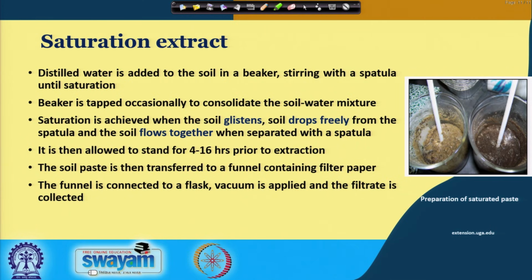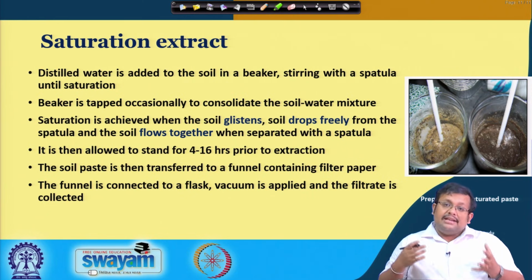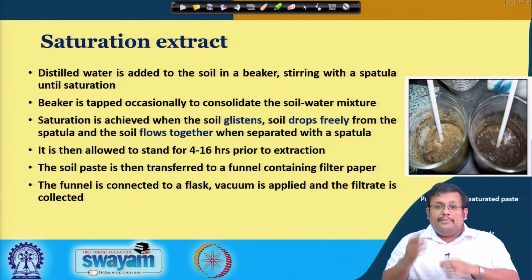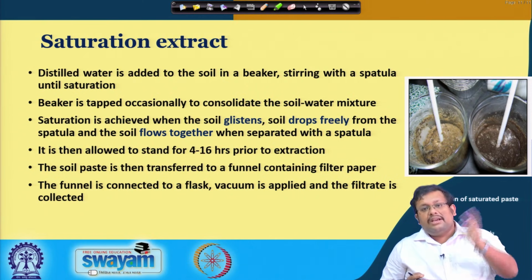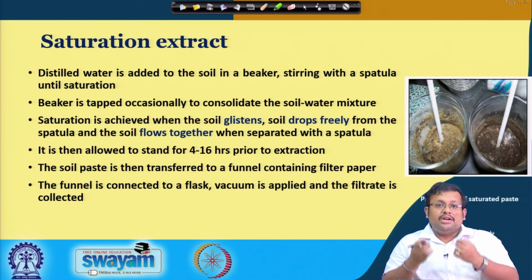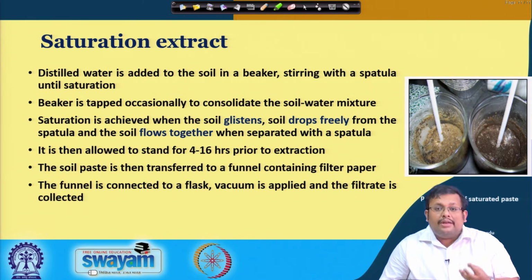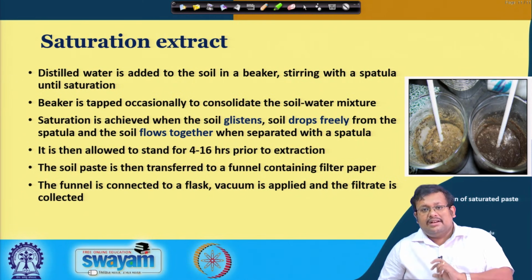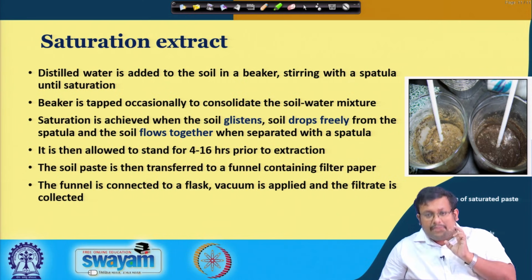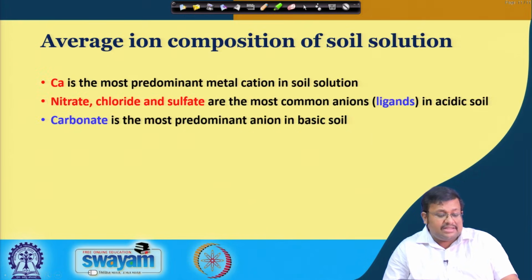Then we apply vacuum, and the filtrate is collected. So, what happens? Again, step by step, we are adding the water, making a saturated paste, and keeping it for equilibration for 4 to 16 hours. After that we put it into the funnel and apply pressure to suck out the dissolved ions through the leaching solution, which is filtered, and then we measure the concentration of ions in that filtrate. So, this is how the saturation extract works.